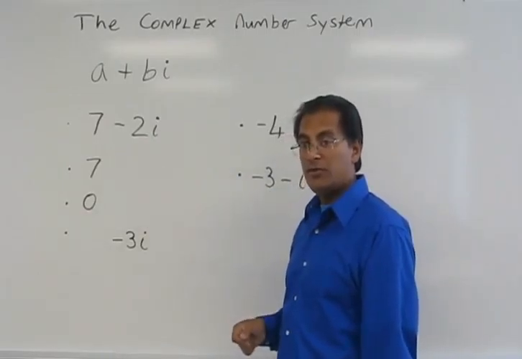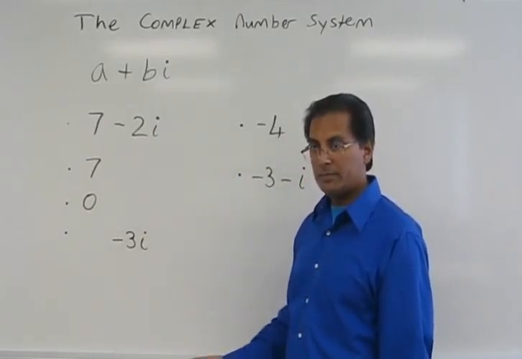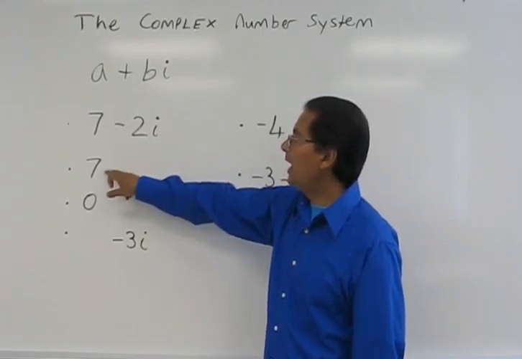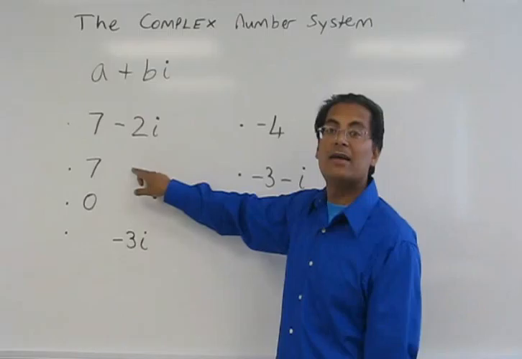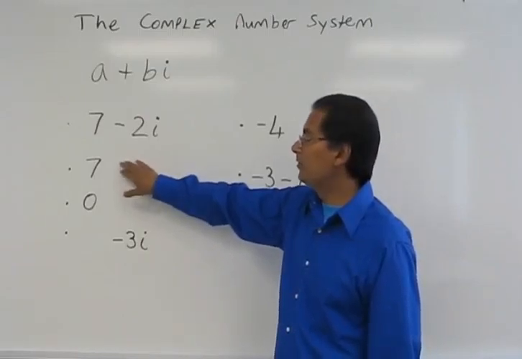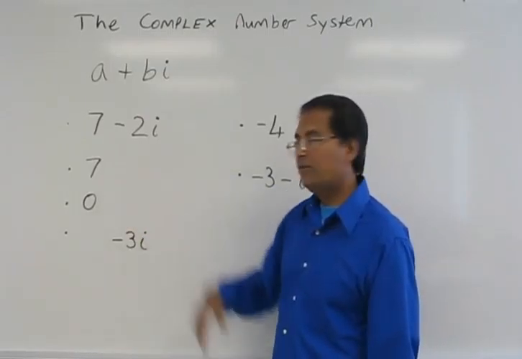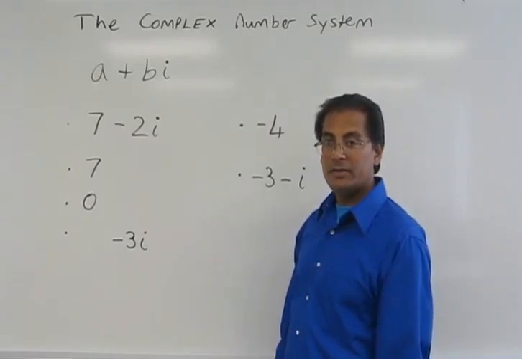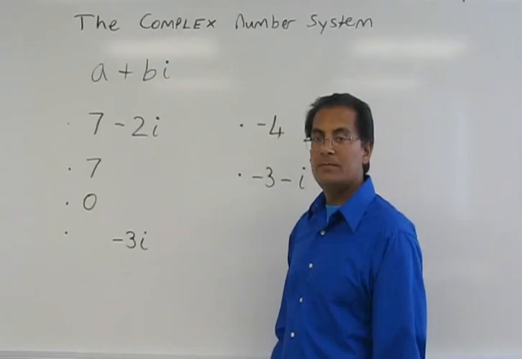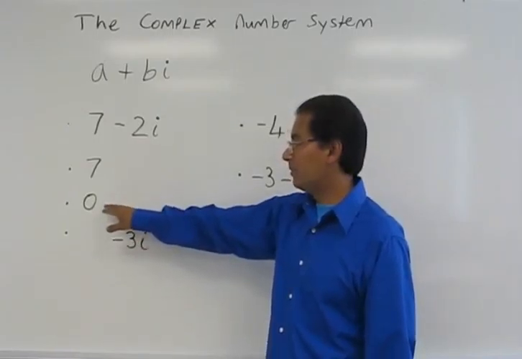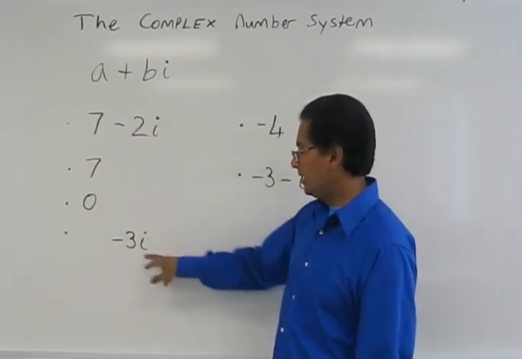7 by itself is also a complex number, it's also a real number. Here a is 7, and there's no b, right? So b would actually be 0 for this number 7. The number 0 is also a complex number because a is 0 and b is 0, but it's still a complex number as well as being a real number.